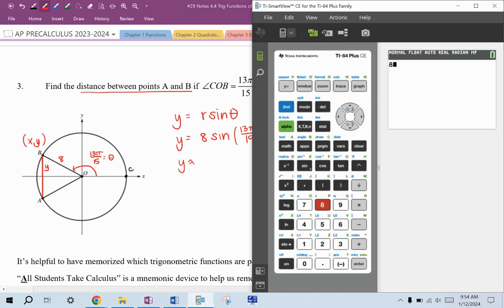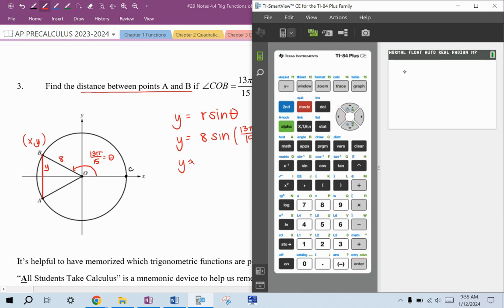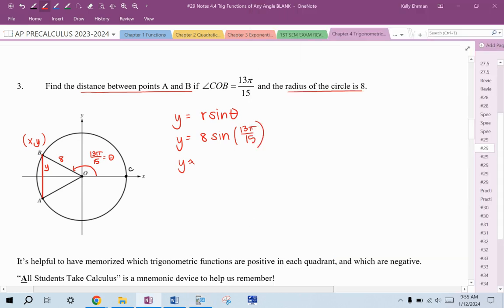All right, so 8. Oh, also, make sure your calculator's in radian mode. So it's probably in degree mode from what we just did. Or if you're in physics, it might be in degree mode. So press mode. Make sure radians is highlighted. I don't know why I switched it to degrees. And then type in 8 sine of 13 pi over 15. So you know what mode to put it in because whatever angle you're in radians, so whatever angle you have is your final answer.